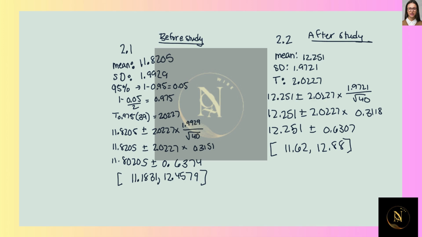So you have 12.45 minus 11.18, and that's 1.27. And then you have 12.88 minus 11.62, and that's 1.26. So we can say that the confidence interval width is the same.